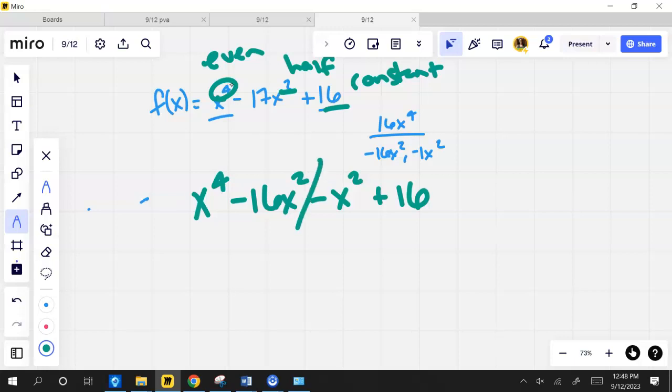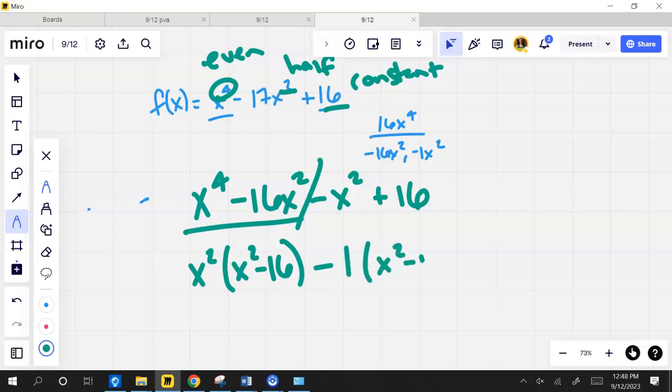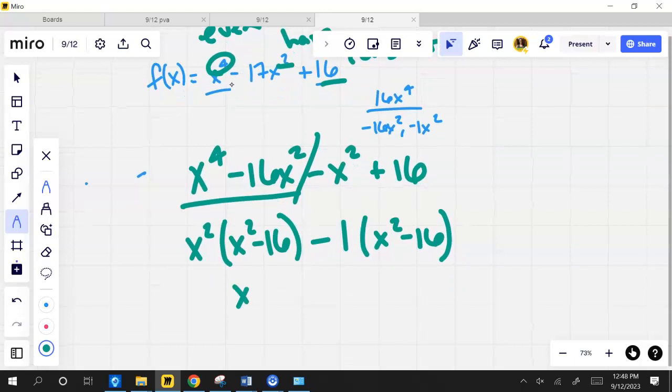So now I'm ready to slash. What's the GCF of the first two? X squared. What's left when you take x squared out? 16. Middle sign stays. 1. So now I have x squared minus 16, x squared minus 1. I don't have to fully factor this.